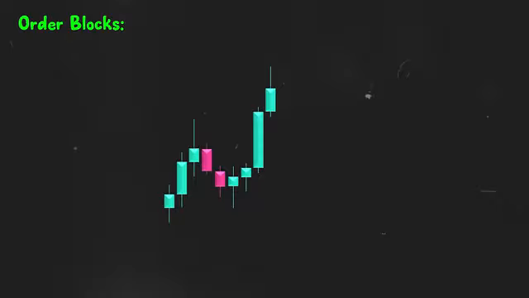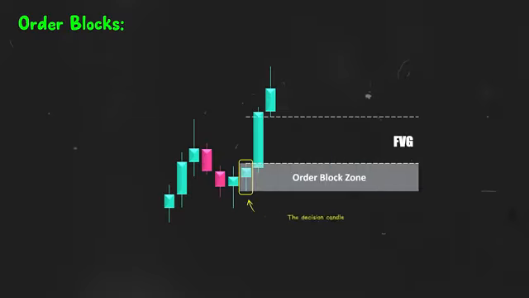Order blocks are refined supply and demand zones on the chart where significant buying or selling pressure originated. These zones are critical because they represent areas where institutional traders or large market participants likely entered their positions, driving the market in a specific direction. We identify the first candle that caused a fair value gap area on the chart as the order block zone.